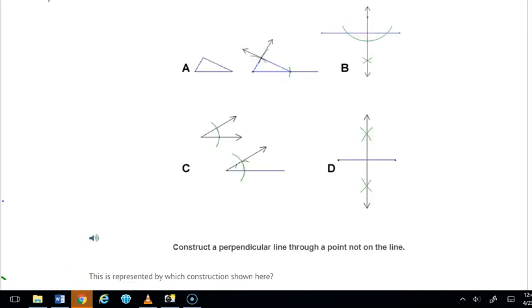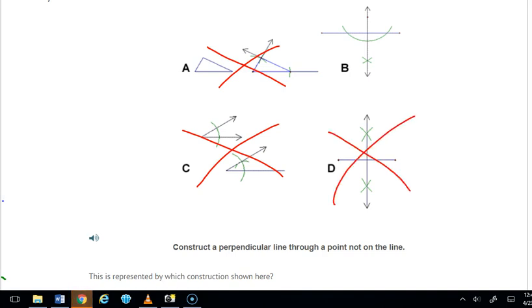So our next problem says construct a perpendicular line through a point that's not on a line. This is represented by which construction shown here? Well, I'm going to go through these and look at them. So the first one is copying a triangle. That's definitely not it. This one down here is copying an angle. This one right here, letter D, we should all know by now. This is bisecting. It's a perpendicular bisector. We've been over that one and over that one.